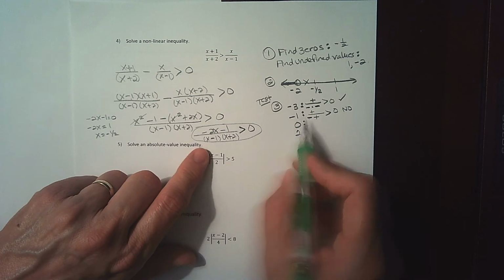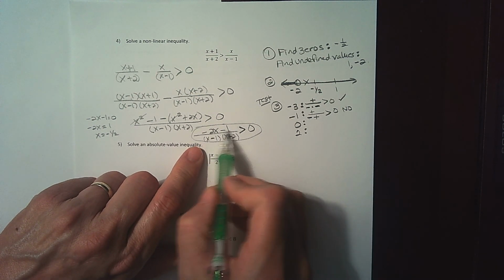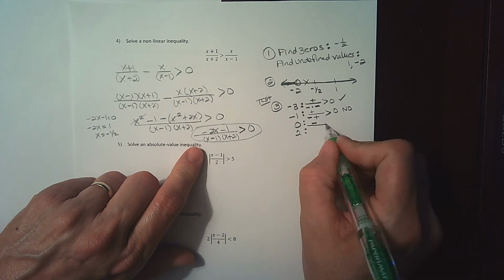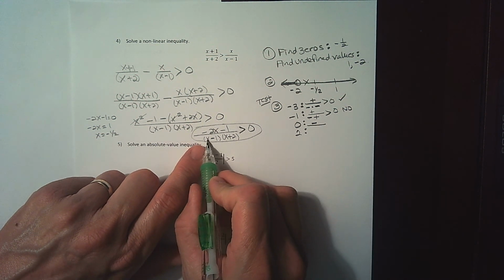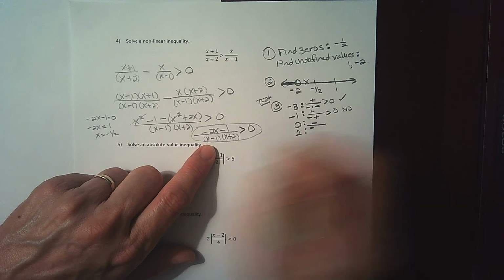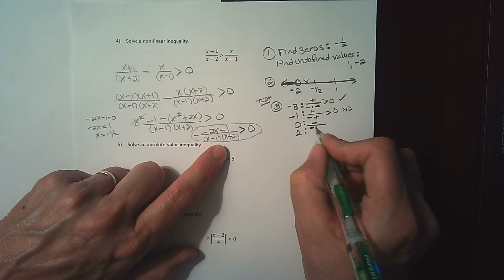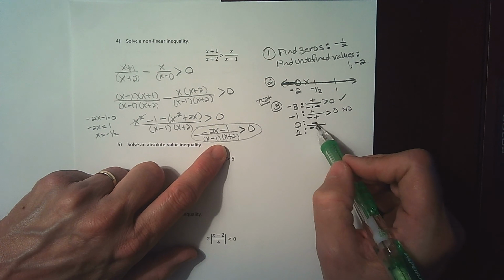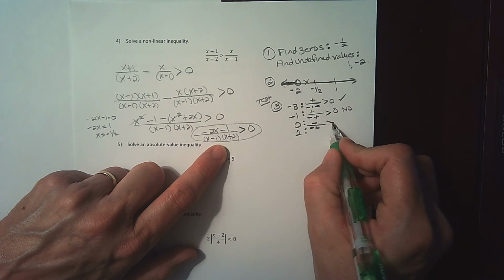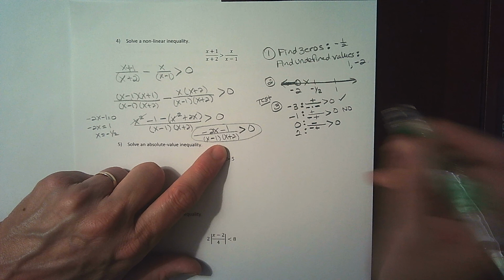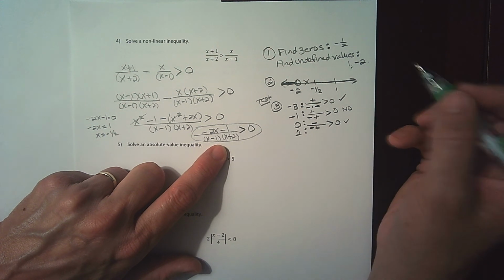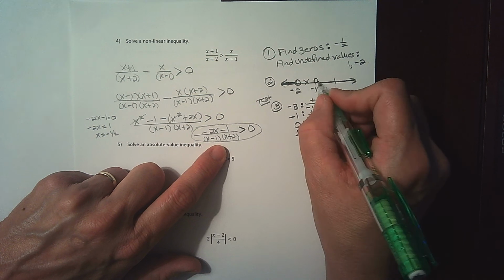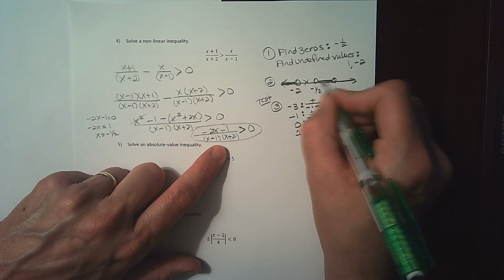Let's try the 0. 0 in here leaves me just with negative 1 up top, so I'll have a negative up top. In the denominator, if I have a 0 here, I'll have a negative, and here I'll have a positive. Once again, though, this will be a negative denominator. A negative over a negative will give me something greater than 0. It'll give me a positive. So that piece works as well. That was testing the piece from -0.5 to +1.